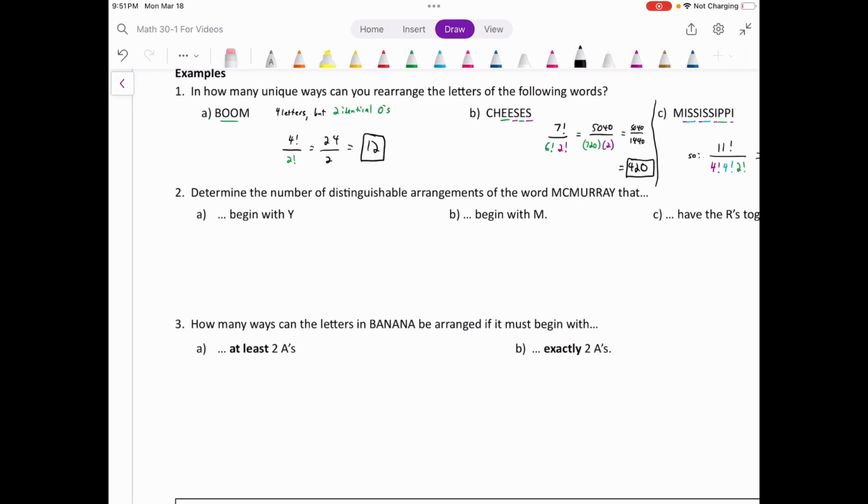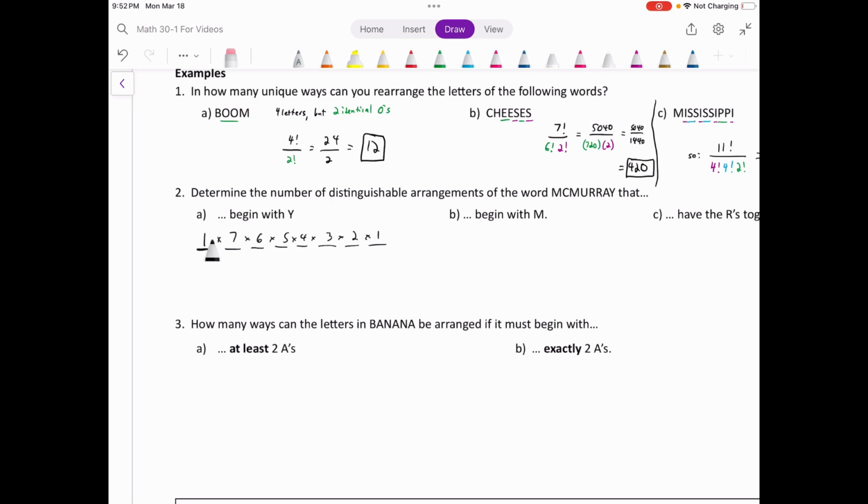We're going to figure out the number of distinguishable arrangements of the word McMurray that begin with Y. I'm going to do that first, as if it doesn't matter that there's 2 M's and 2 R's, okay? MCMURRAY, okay? Now, if it has to begin with Y, how many choices do I have to put here? Just one. There's only one Y in McMurray, right? So I'm going to put 1 there. Now that leaves me with, how many letters are actually in McMurray? 1, 2, 3, 4, 5, 6, 7, 8. Okay, so I've got 7 left. I already used the Y, leaving me with 7, 6, 5, 4, 3, 2, 1.